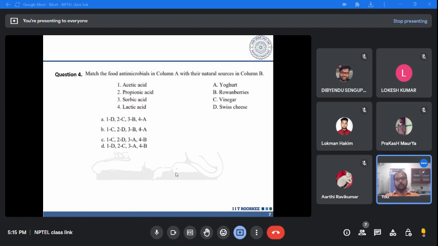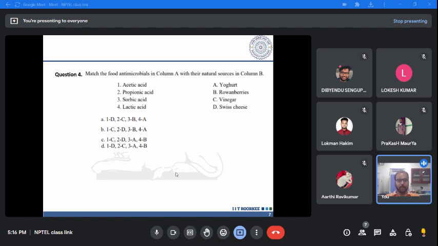Then question 4: match the food antimicrobials in column A with their natural sources in column B. So here what you need to do: different kinds of food products contain different acids or active compounds that have antimicrobial properties. You need to find out the match for the given product, or if you know acetic acid, which kind of product contains acetic acid, then you can connect properly.